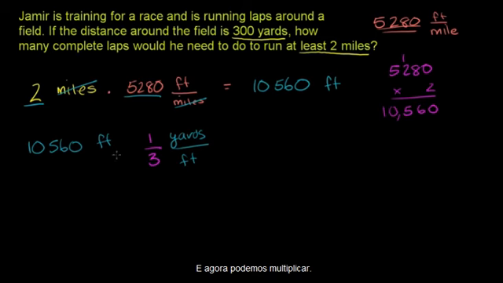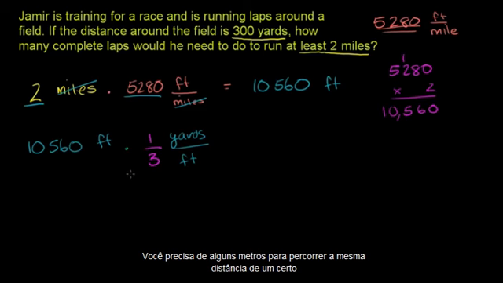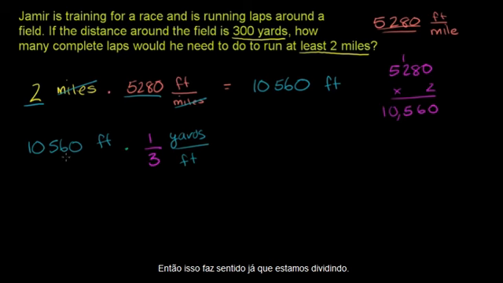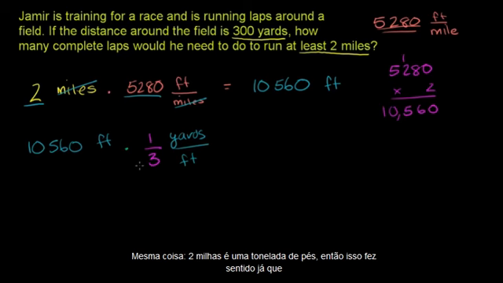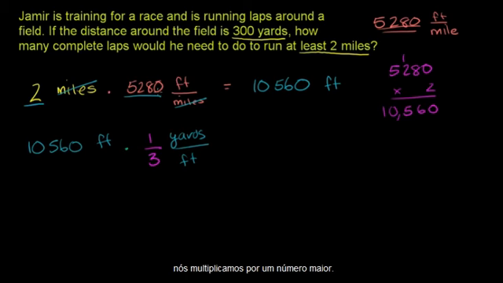And now we can multiply. And it makes sense. If you're going from feet to yards, the number should get smaller because yards is a bigger unit. You need fewer yards to go the same distance as a certain number of feet. So it makes sense that we're dividing. Same thing, 2 miles is a ton of feet, so it made sense that we're multiplying by a large number. Here it makes sense that we're dividing.